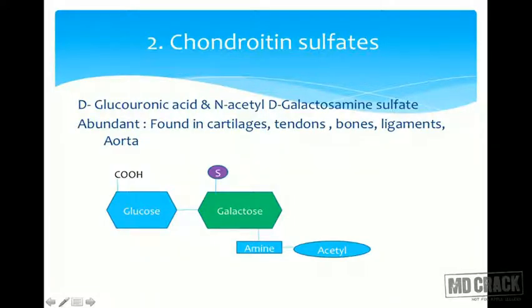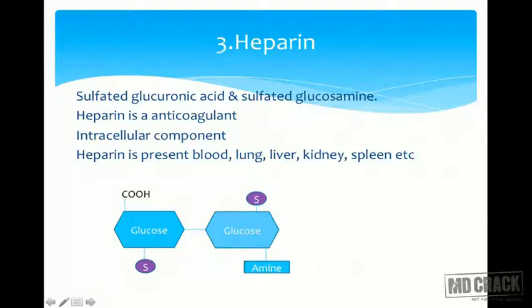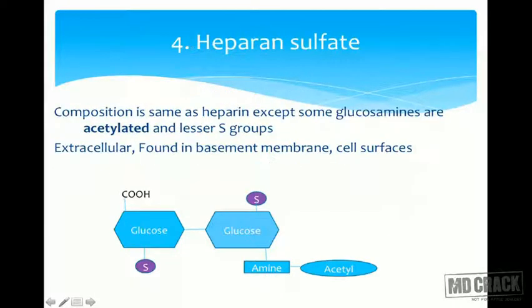It is also made up of D-glucuronic acid and N-acetyl galactosamine, which has been sulfated, found in cartilages, tendons, bones, ligaments, aorta, etc. Now, the third is heparin. Heparin is sulfated glucuronic acid and sulfated glucosamine. I have just shown you the sulfur groups. Heparin is an anticoagulant. It is present within the cells and is present in the mast cells, endothelial cells of the blood capillaries, present in lung, liver, kidney, spleen, etc. In all these places, heparin is present.